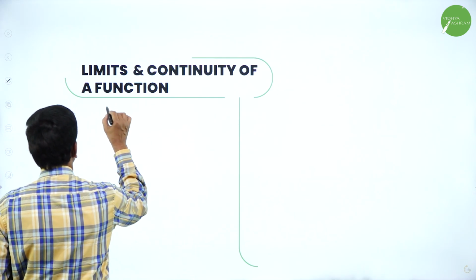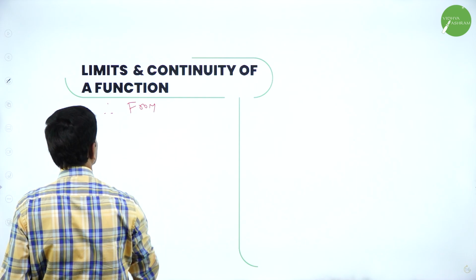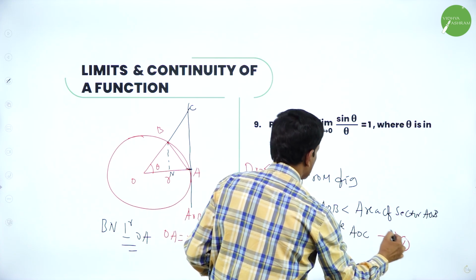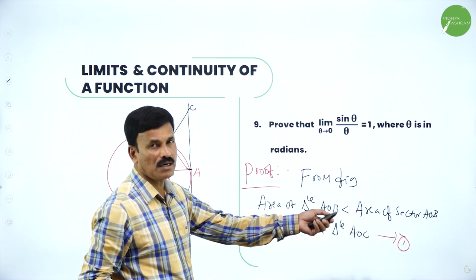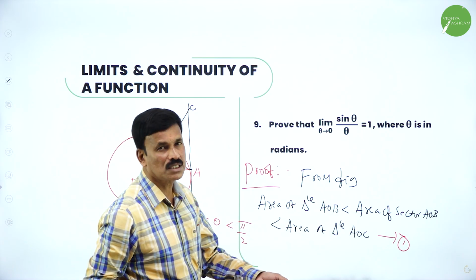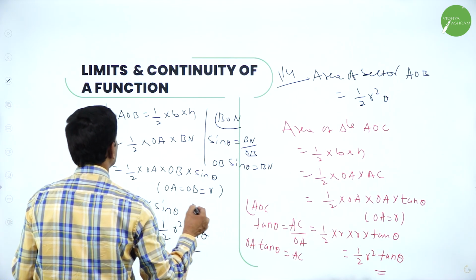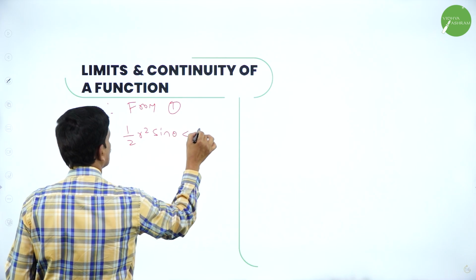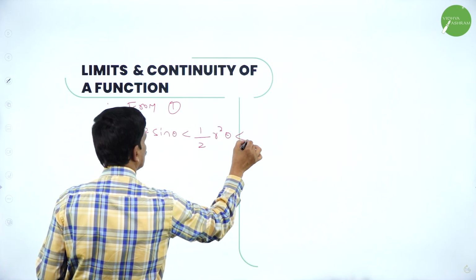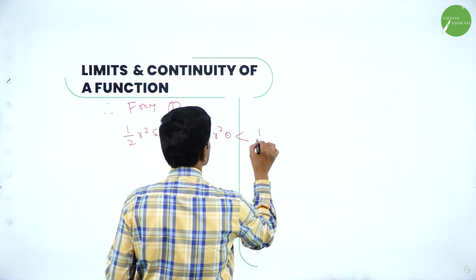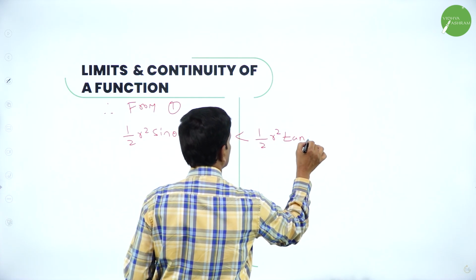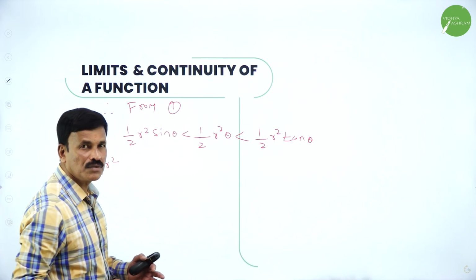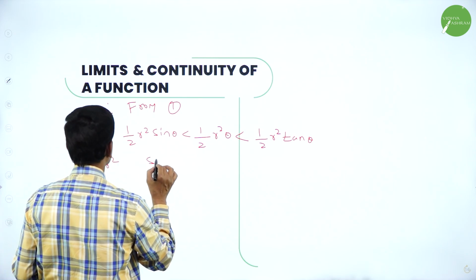So therefore, now from equation number 1, that is, area of triangle AOB is less than area of sector AOB, which is less than area of the triangle AOC. Now area of triangle AOB, half R square sin theta, is less than area of a sector, half R square theta, which is less than area of the triangle AOC, half R square tan theta. Now what is the common factor? Half R square. Divide by half R square. If you divide by half R square, what will you get?